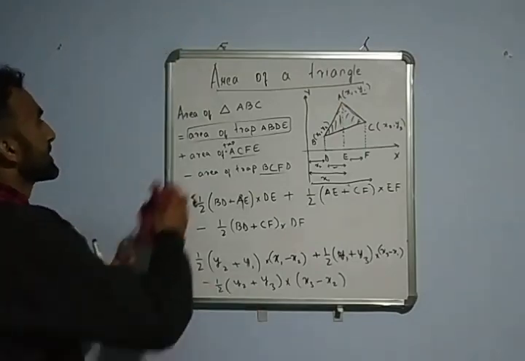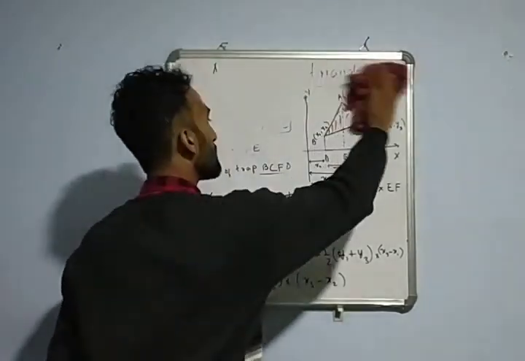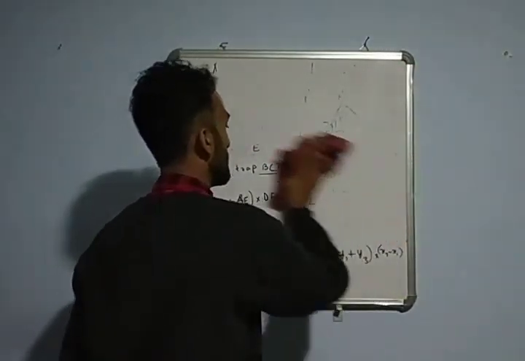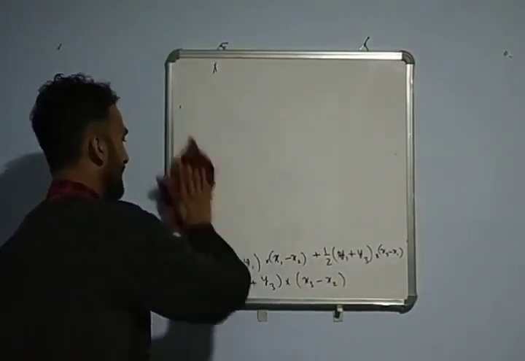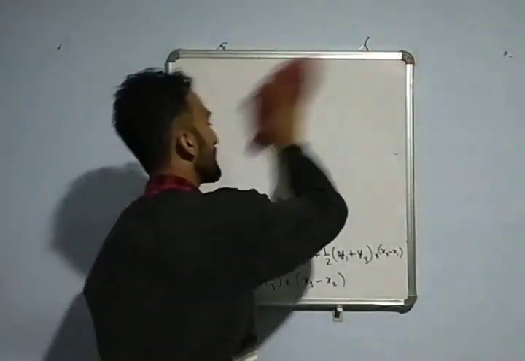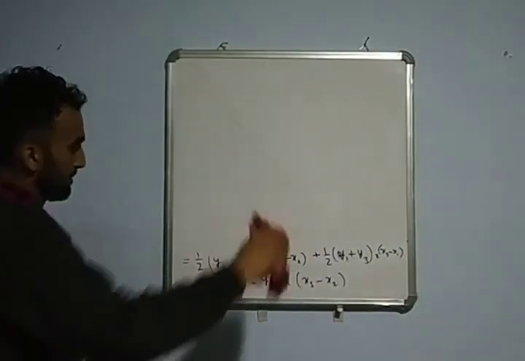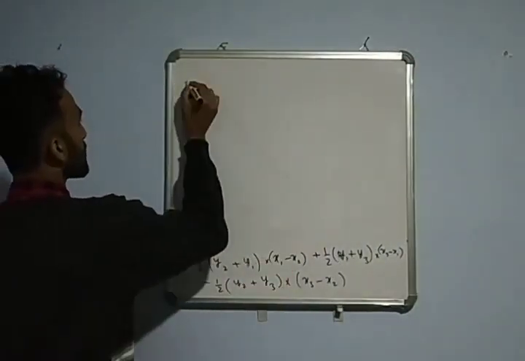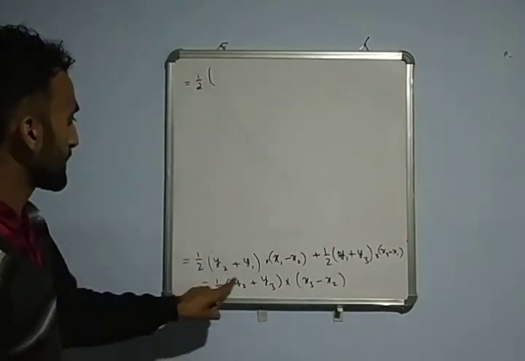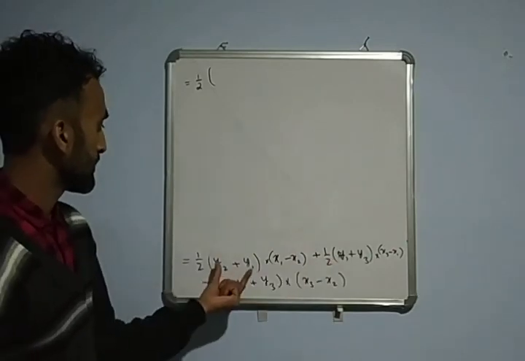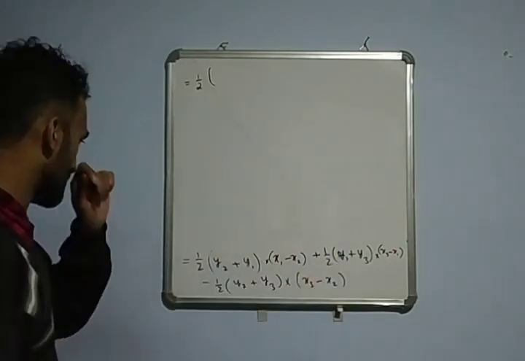Any doubt you have? Please comment me. I'm going to rub this part because I don't need this part anymore. You can just pause and try to understand again and again. Now equal to half. Let me multiply this to inside. Multiply it. Everything same.